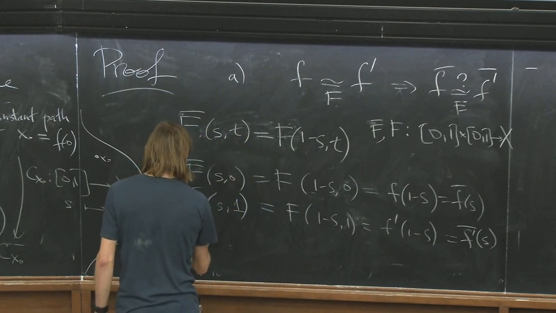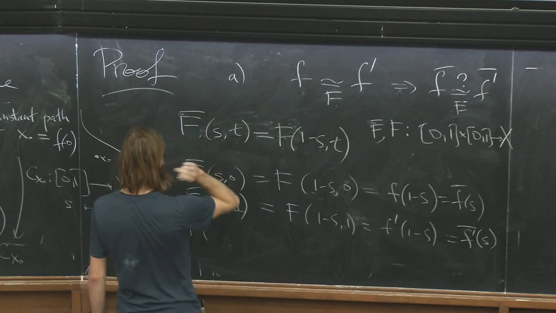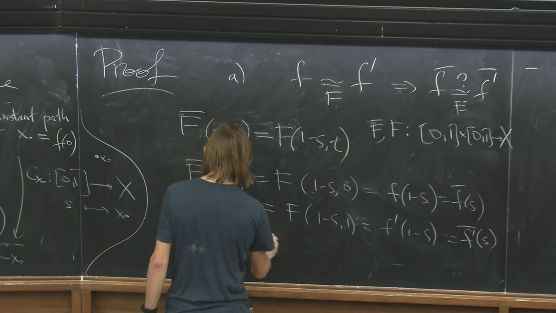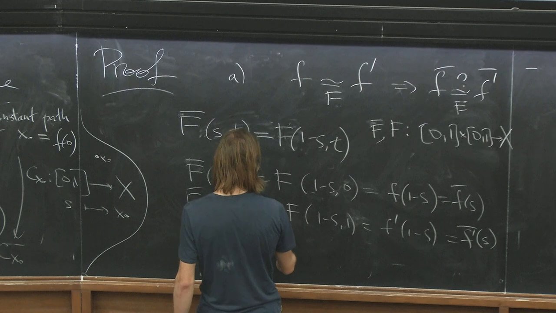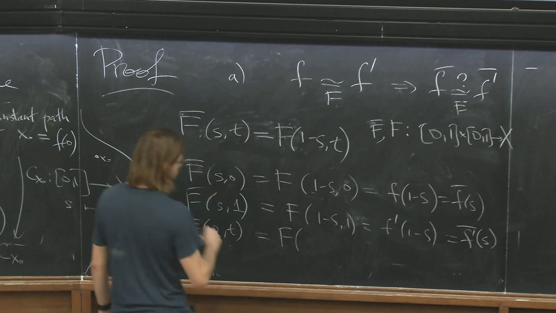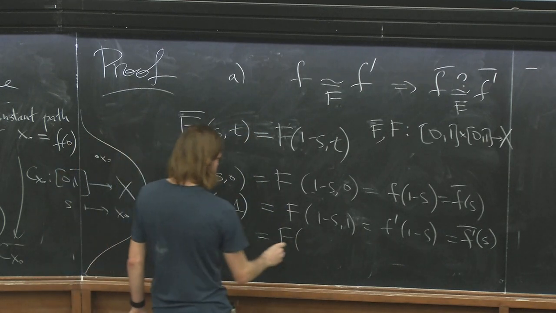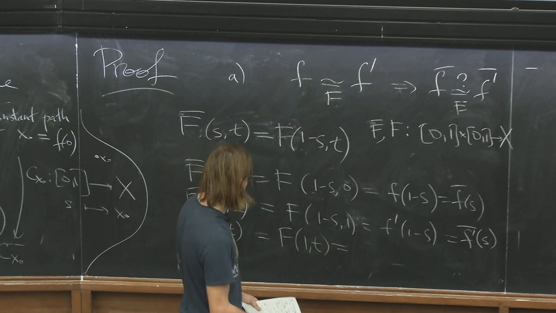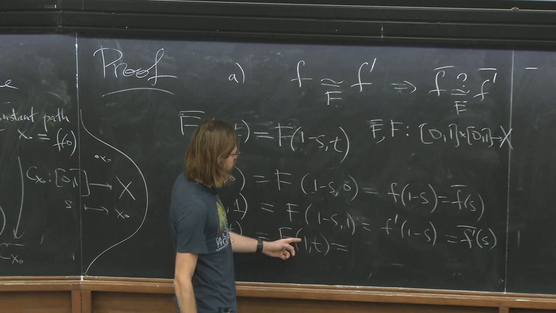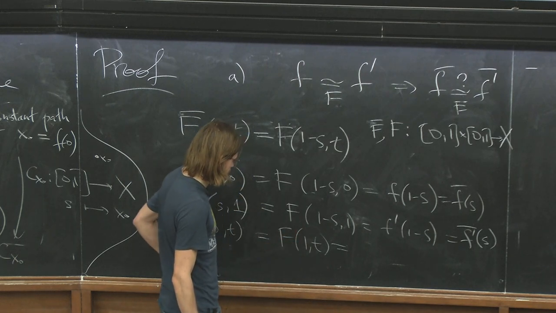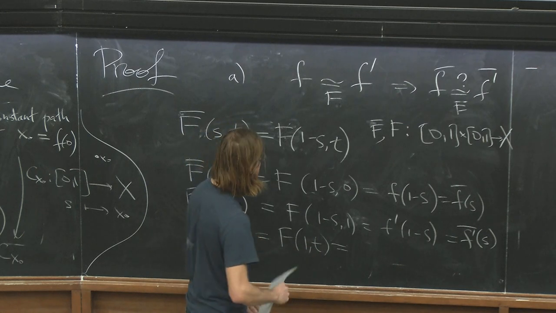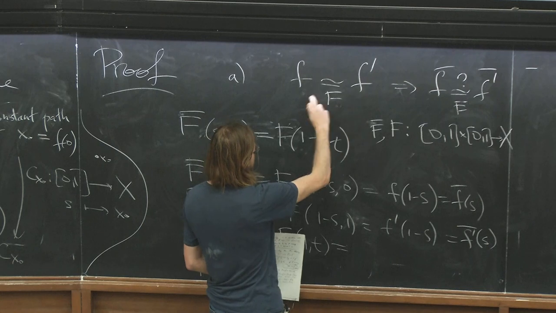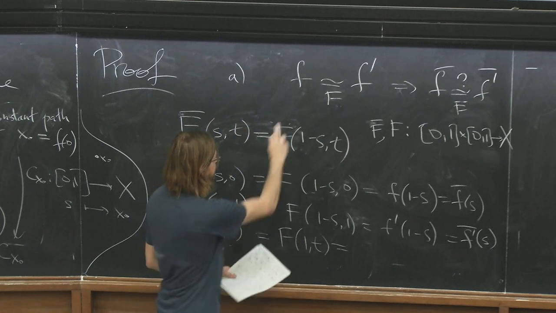Okay. Now we want to check the condition when s is 0 and t is arbitrary. So we just plug it in. This is F of 1, t. And we know that for any t, this should be equal to the terminal point of either of these maps.